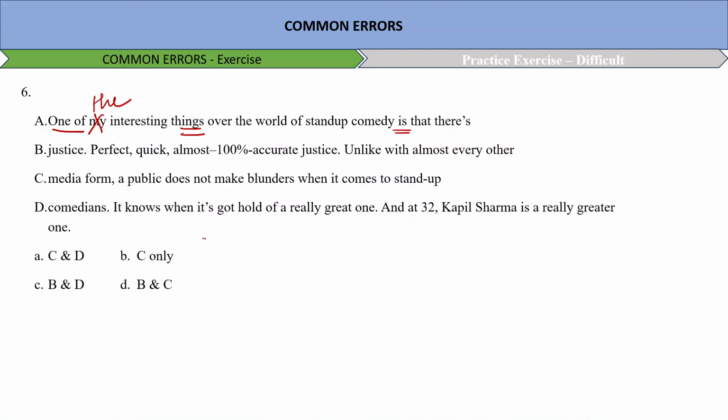Similarly, it knows when it's got hold of a really great one. Got hold of really a great one, not a really great one, really a great one. Okay, again, Kapil Sharma is really a greater one. So D has an error, which according to me again is answer B and C correct, and that is in option number D.